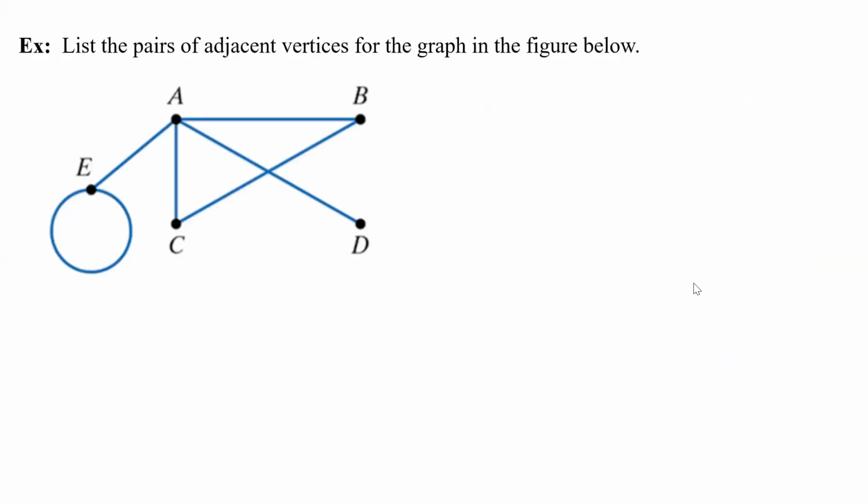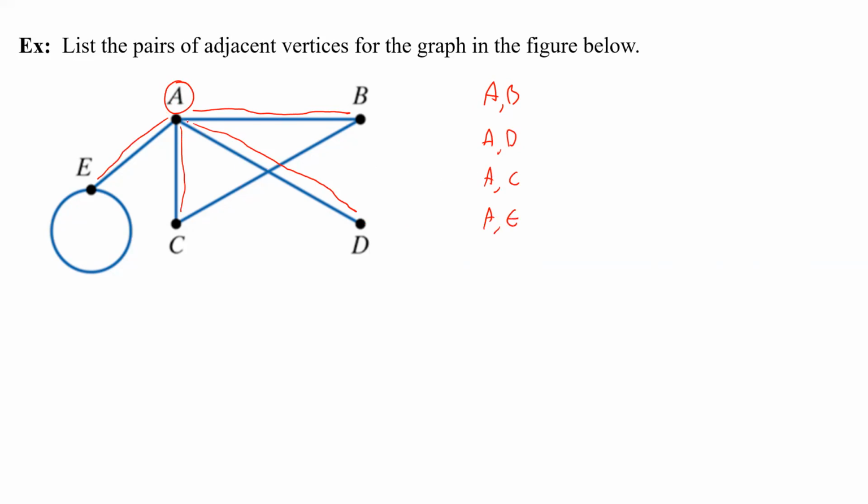So what we're going to do is list the pairs of adjacent vertices for the graph in the figure below. Let's start with A, and we're going to list all the things leaving from A. So we'll have A to B, and we'll put a comma between them. That one gives this edge. Then we have A to D, A to C, and we also have A to E. So those would be all adjacent.